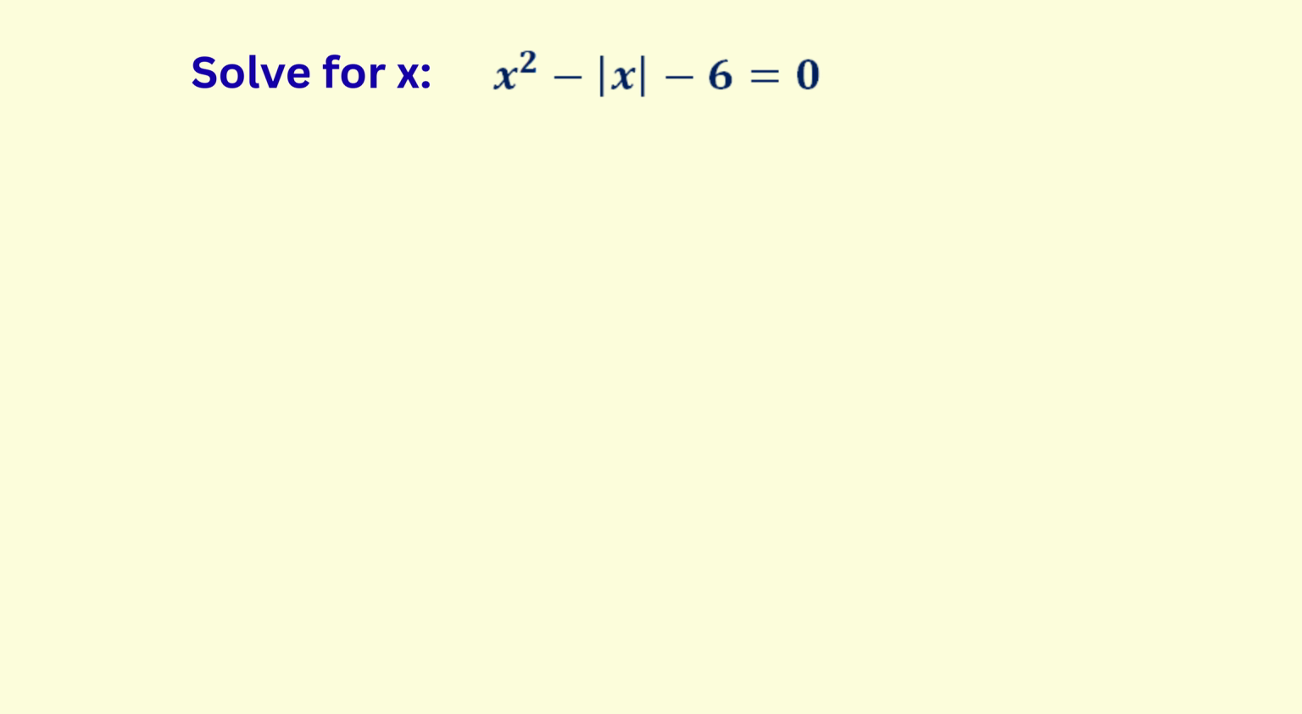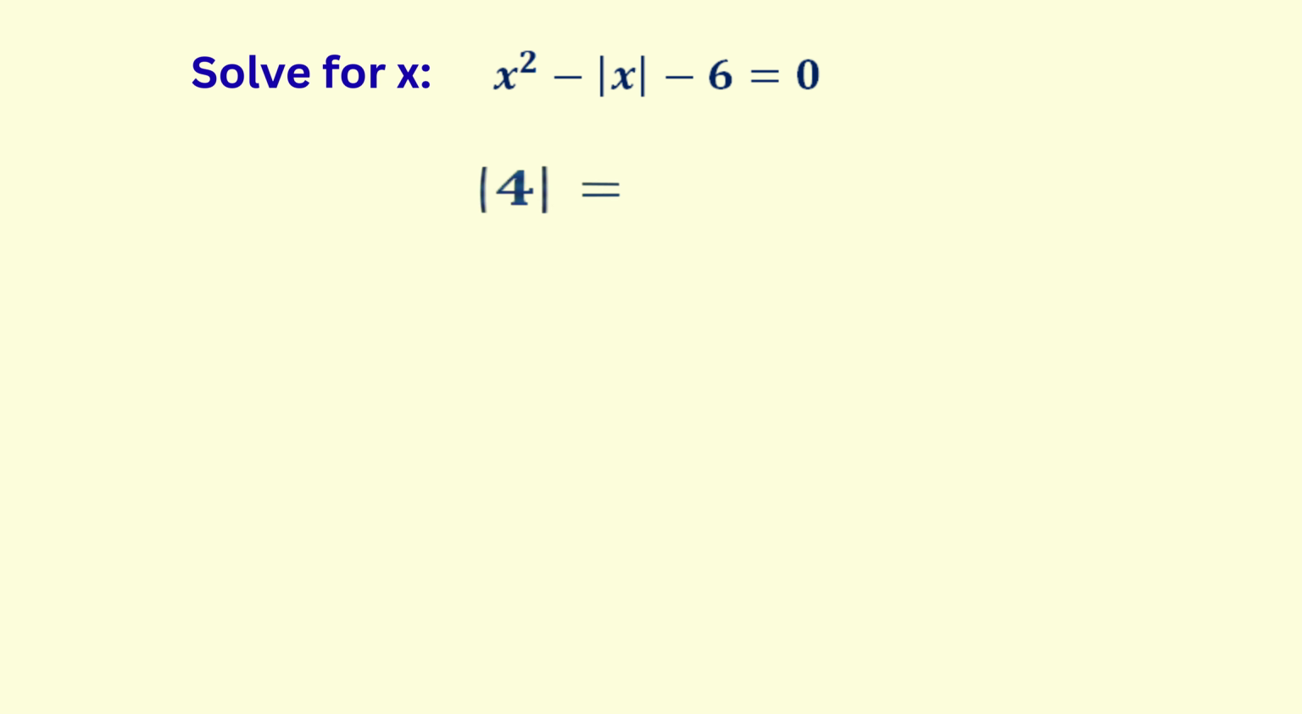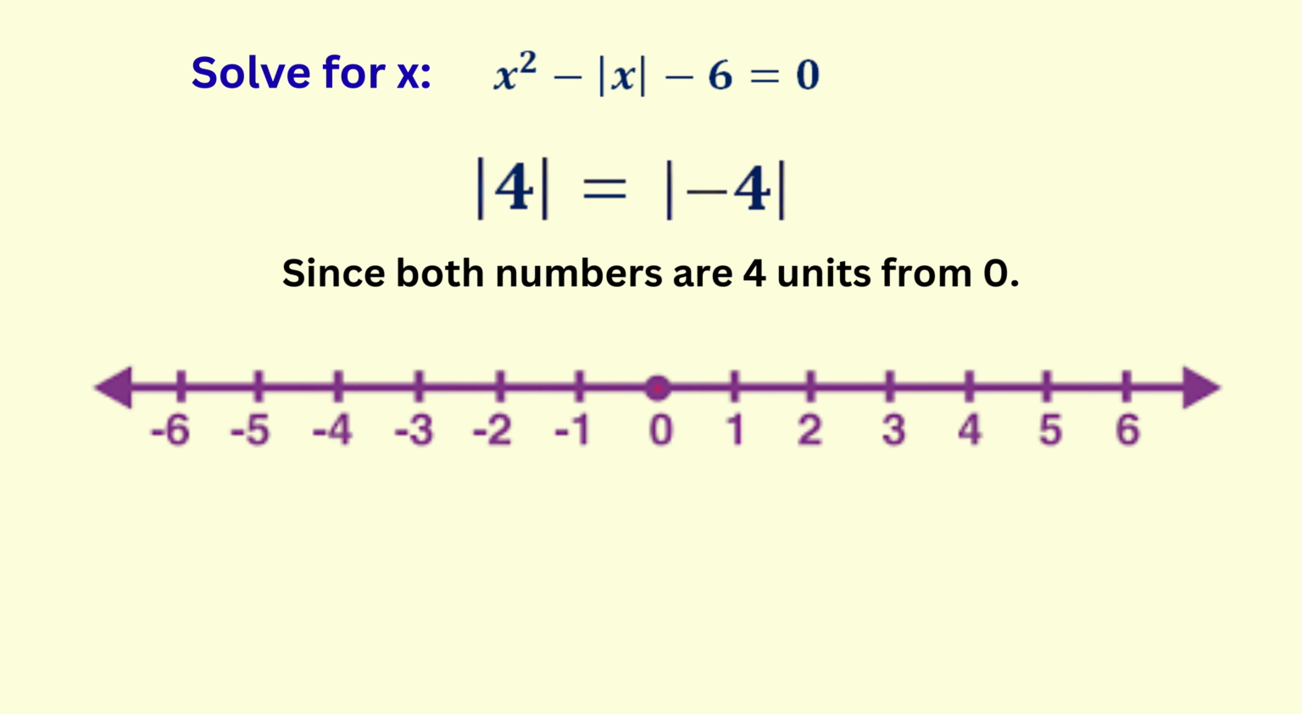Here is another equation. The key to solving these equations is to recognize that the value inside the absolute value bars can either be negative or positive, since the absolute value of both numbers are equal to each other, regardless of the sign. For example, the absolute value of 4 is the same as the absolute value of -4, since both numbers are at a distance of 4 units from 0 on the number line.